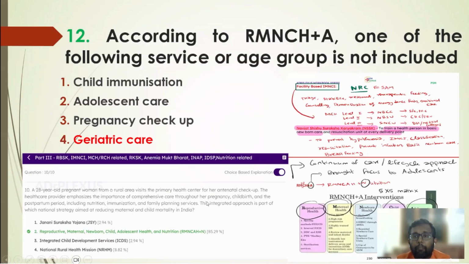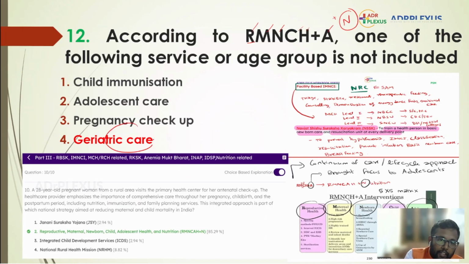So according to RMNCH+A, R means reproductive, maternal, newborn, child health plus adolescent. Now we have N also, plus nutrition. So RMNCH+A: reproductive, maternal, newborn, child health, adolescent health and nutrition. So automatically it will not include geriatric care, which is population more than or equal to 55 years. The pregnancy checkup will be done, adolescent care will be done, child immunization will be done, but geriatric care will not come. So this was also from our Q bank.